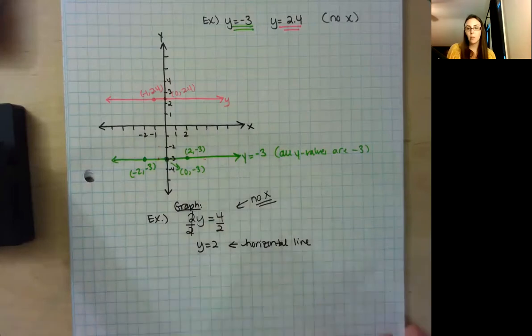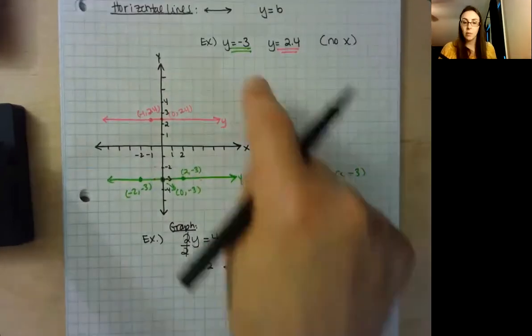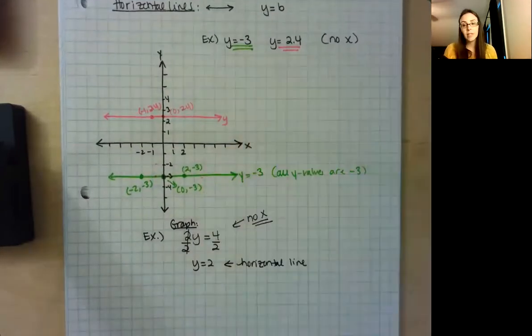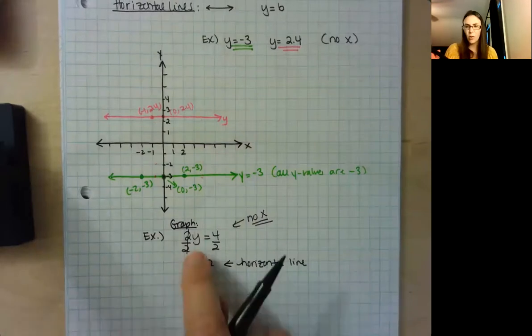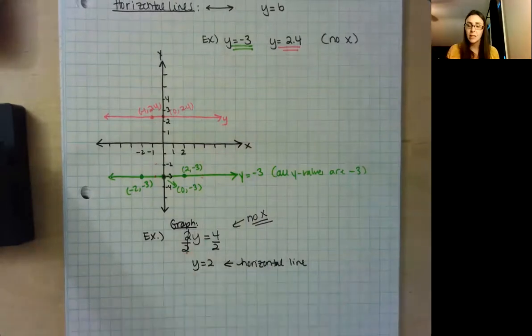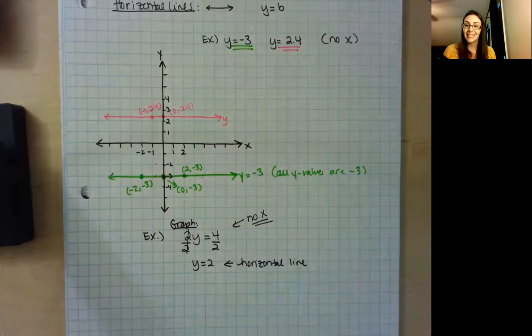So most examples I think will probably be given to you in a form that's already simplified, but you do want to be careful if it says to graph and you go to start plugging things in, you're like, wait, this doesn't make sense, and you're noticing one of the variables is missing, then you have either a vertical or horizontal line. And you want to be careful not to mix them up. Students mix these up all the time.